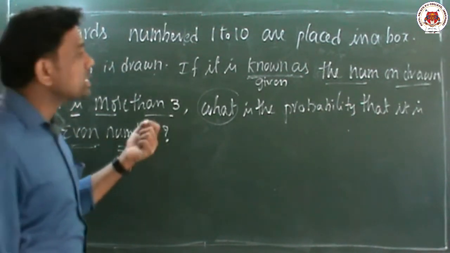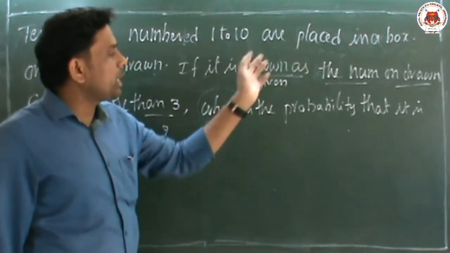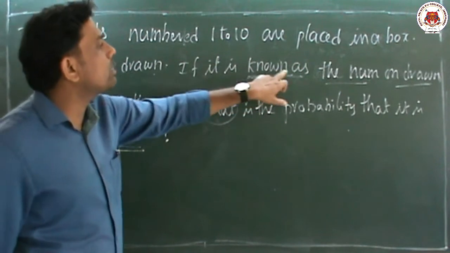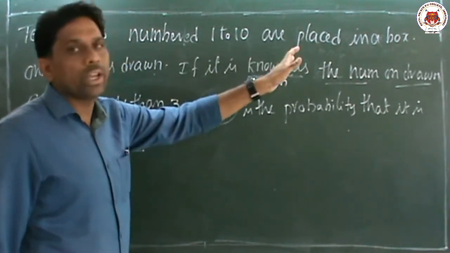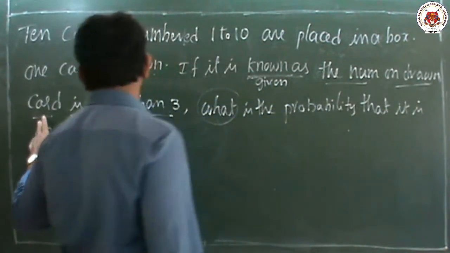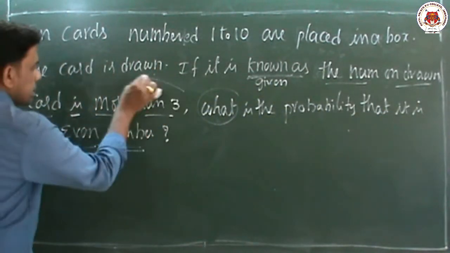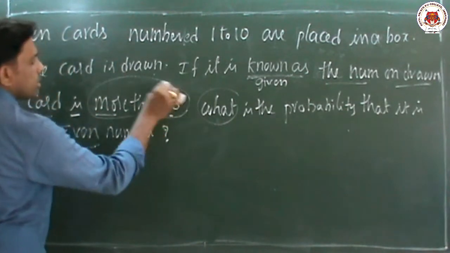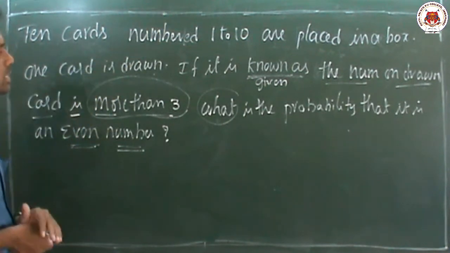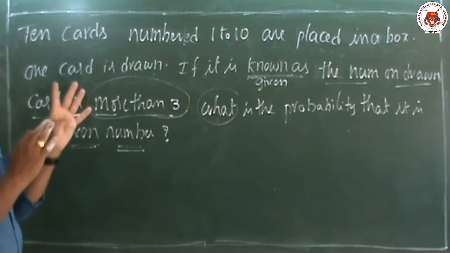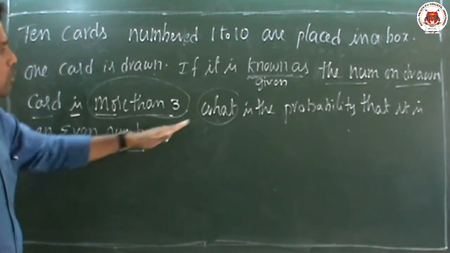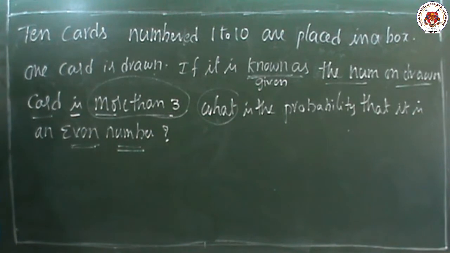Next, F. F means, I said, after given, that event is called F. Here, instead of given, he used one word: known as is nothing but given. What he gave: the number on the drawn card is more than 3. This is important. What are the numbers more than 3 on the cards? More than 3, the numbers on the cards are 4, 5, 6, 7, 8, 9, 10. That's it. That is called F. And what we have to find is called E. That's it, children.